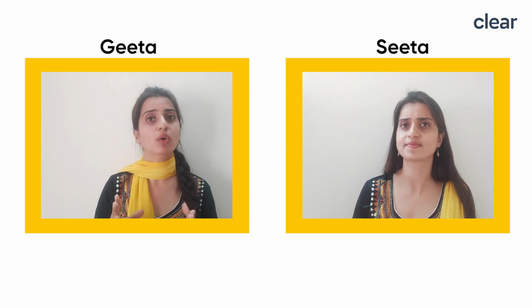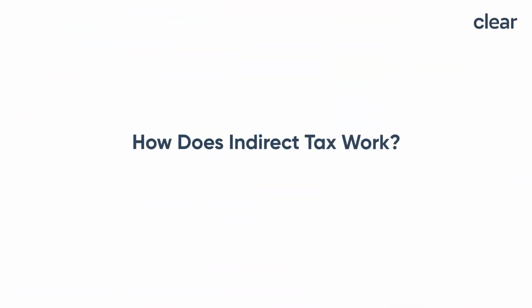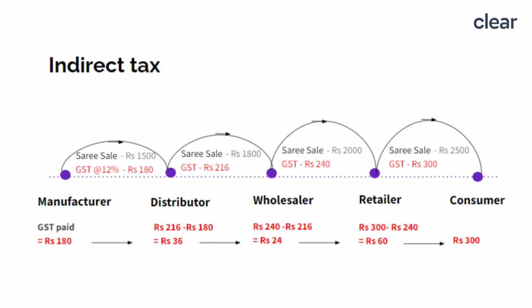Let me explain how indirect tax works. So suppose a sari manufacturer sells a sari to the distributor at rupees 1500 and collects GST of rupees 180 from the distributor. Assuming the GST rate for the sale of fabrics is 12%, the manufacturer will deposit the GST collected of rupees 180 to the government.